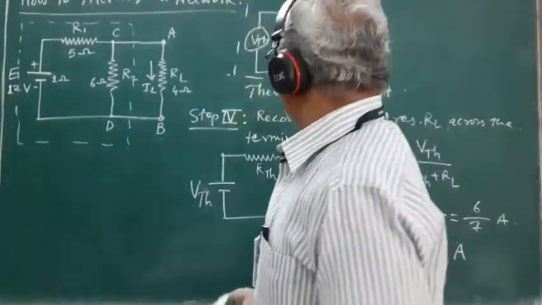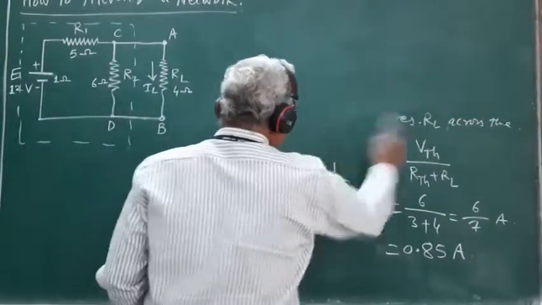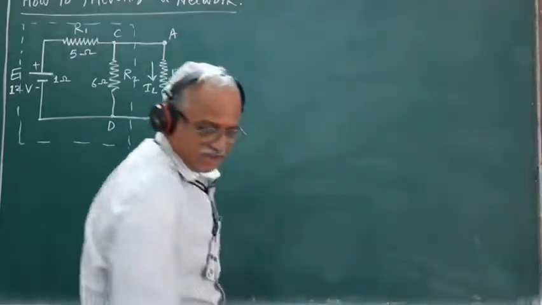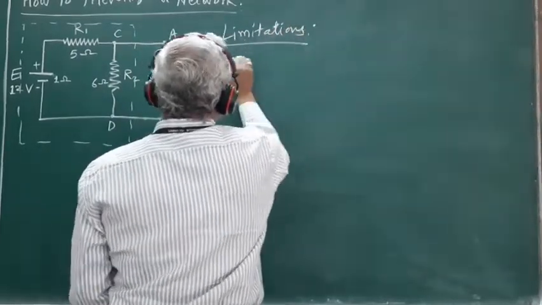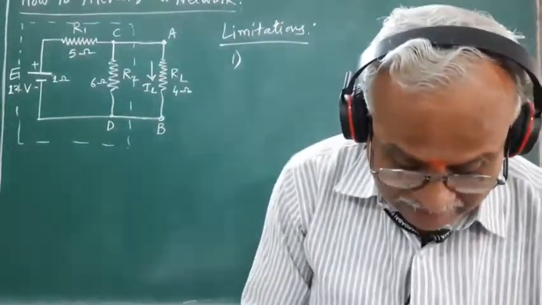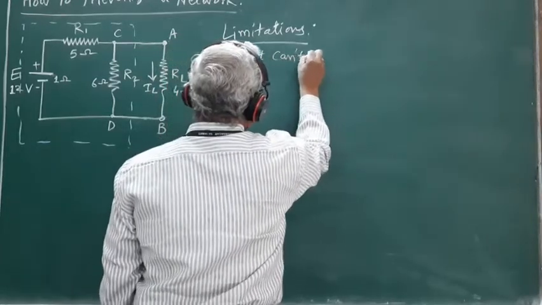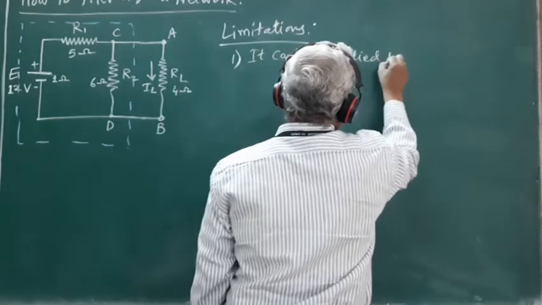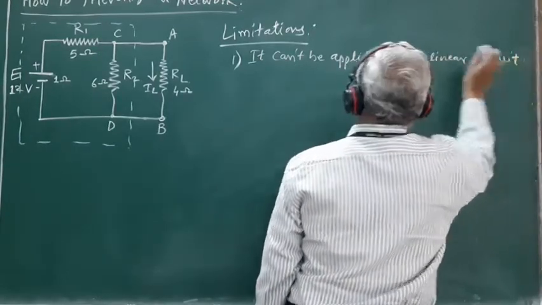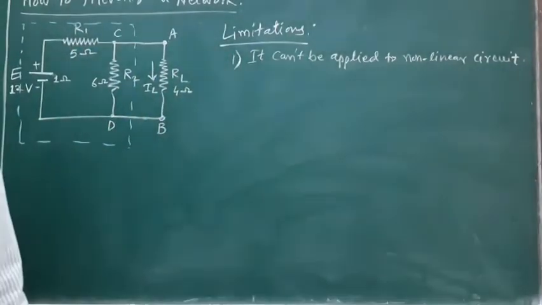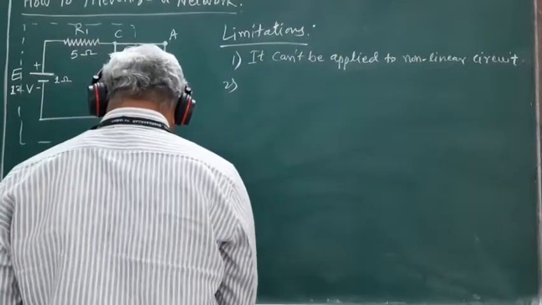This Thevenin theorem has got certain limitations also. So let us see what the limitations of Thevenin's theorem are. The first limitation of the Thevenin theorem is that it cannot be applied to a non-linear circuit. It can be applied only to a linear network, and it cannot be applied to a non-linear network. So this is the first limitation of the Thevenin theorem.